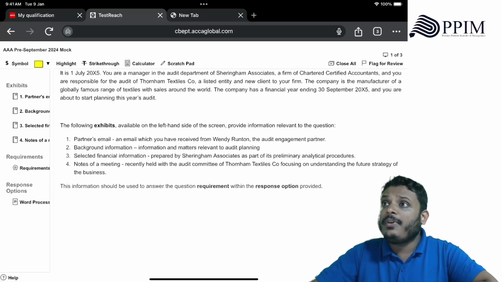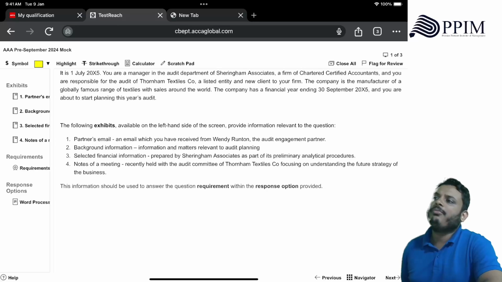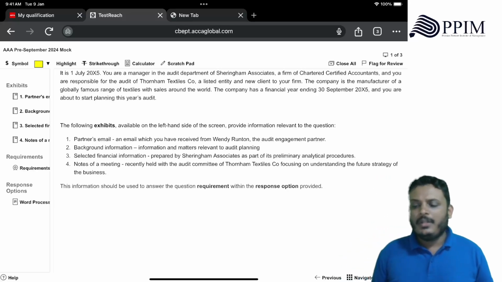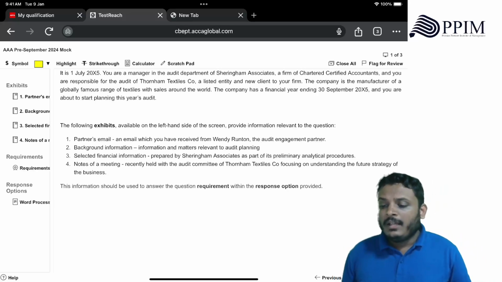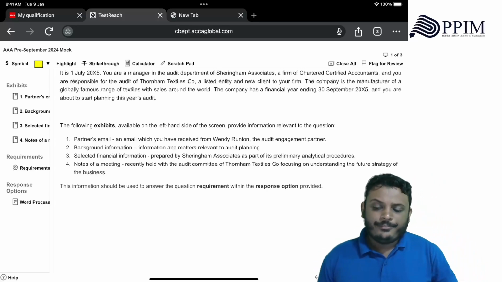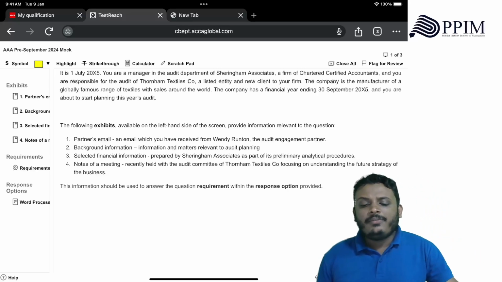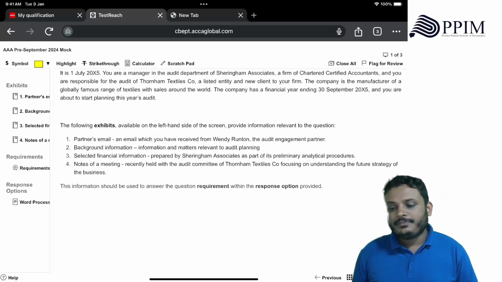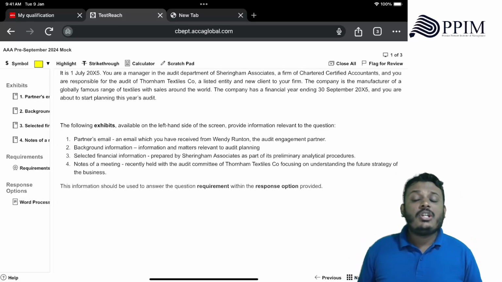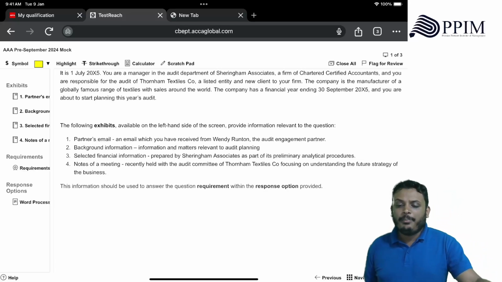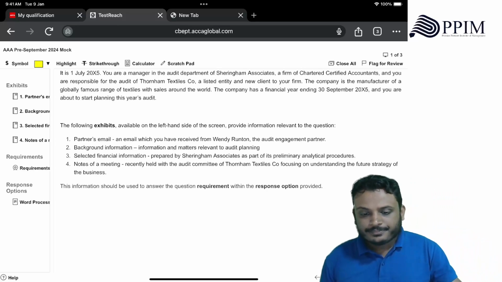It is July 2005. You are the manager in the audit department of S Associates, a firm of chartered certified accountants, and you are responsible for the audit of T Textiles. It's a listed company, which is important, and a new client to your firm. The company is a manufacturer of a globally famous range of textiles with sales around the world. The company has a financial year end of 30th September 2005, and you are about to start planning this year's audit.